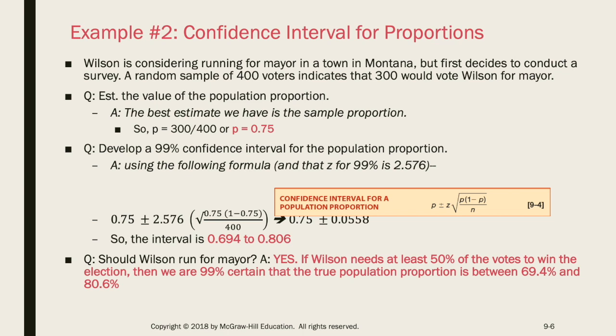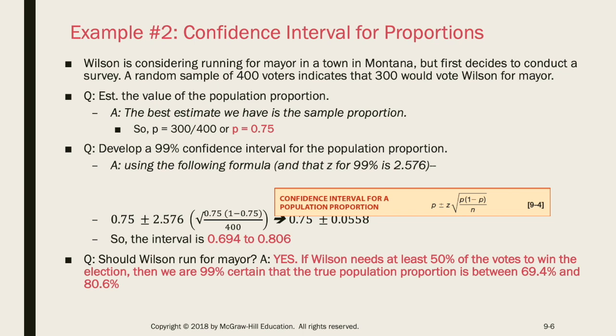Again, we don't know enough about the population, and so we're going to use that best estimate that we have, which is the sample proportion. So using our formula p equals x divided by n, we have p equals 300 divided by 400, or a p of 0.75. So that's our sample proportion.